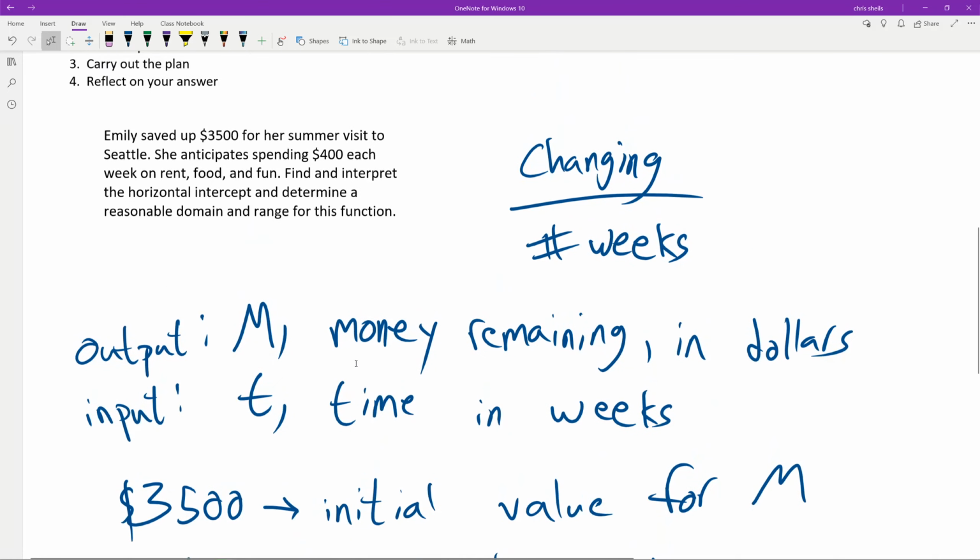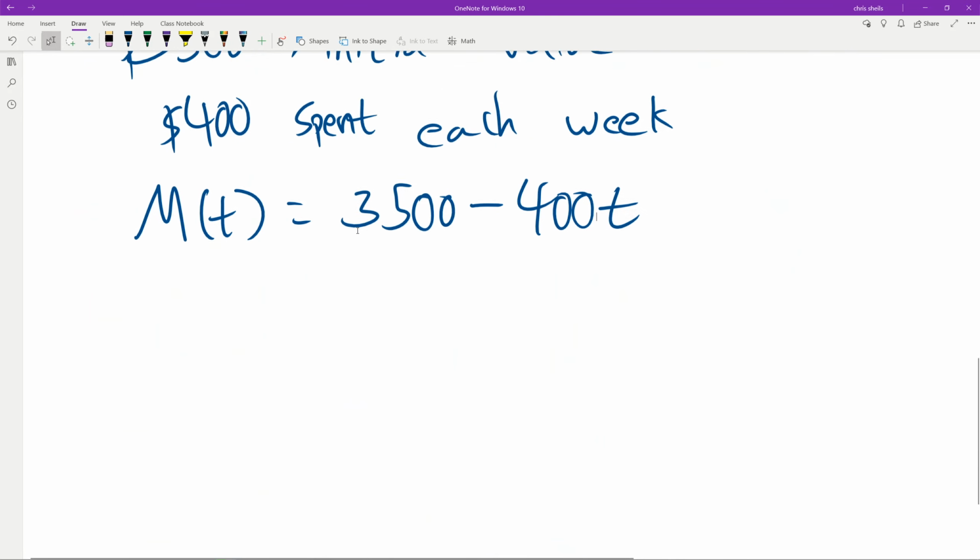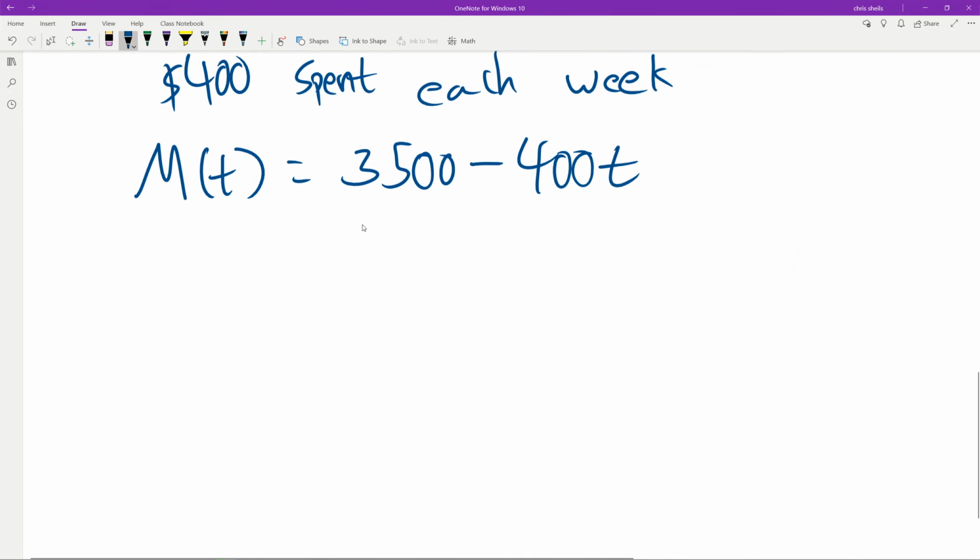Let's look at the problem again to make sure that we're trying to find what's being asked for. We'll want to find and interpret the horizontal intercept and determine a reasonable domain and range for this function. Okay, let's find and interpret the horizontal intercept first. So the horizontal intercept is going to occur where my output is equal to 0. We're going to cross the horizontal axis where the output is equal to 0. So I'm going to set my output equal to 0, and I'm going to solve for t.